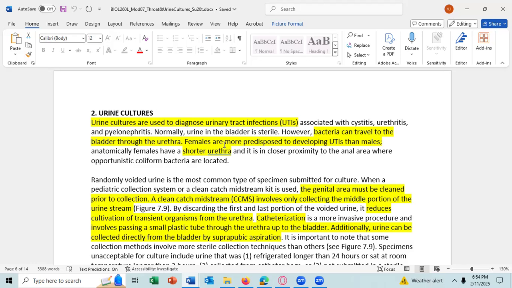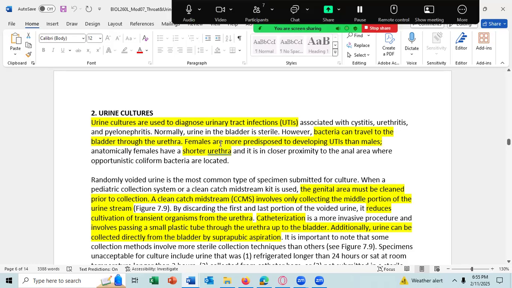Anyways, females are more likely to get a urinary tract infection because they have a shorter urethra than males. So if a pathogen gets on the urethra, it's more likely to work its way up the urethra in a female and then infect the bladder than it will in a male. Any question about any of that?